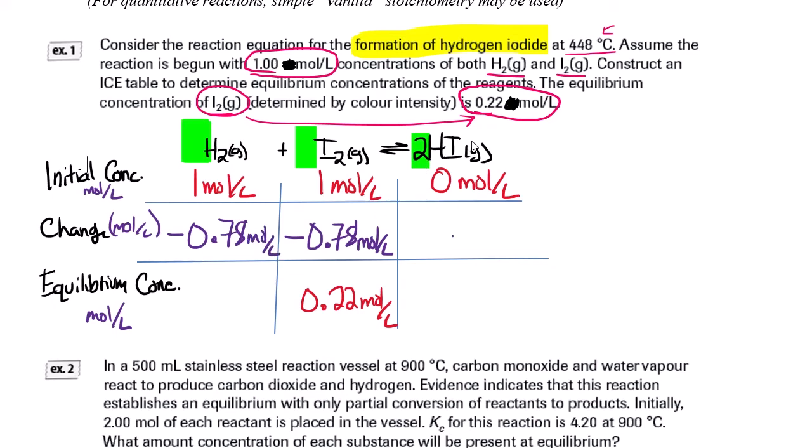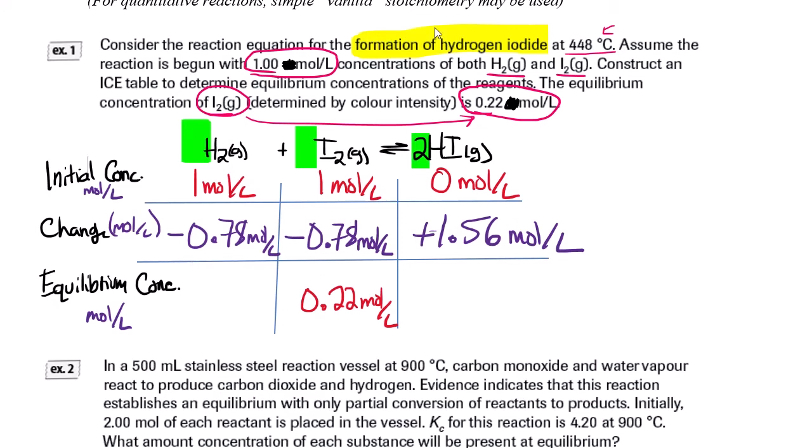And my hydrogen iodide is going to increase because it's a product, right? These are reactants that are being consumed. The product is going to be produced. But it's not going to increase in a 1-to-1 ratio. It's a 2-to-1 ratio, because there are 2 moles of hydrogen iodide produced for every 1 mole of iodine that are consumed. So if I'm consuming 0.78 here, I'm going to produce twice that, which will mean that this is going to increase by 1.56 moles per liter.